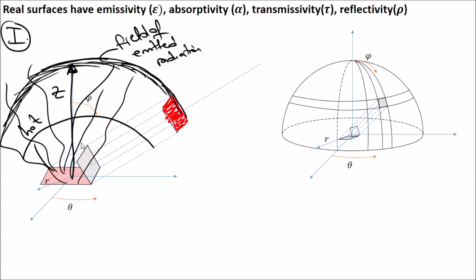Why is it important? Because the intensity emitted from this surface, the strength of radiation, changes with distance, and it changes with angle, because at this angle you have different radiation, at that angle you have different radiation. It also depends on the wavelength lambda. To find the small elemental values where all of the properties are constant, I will take small values.